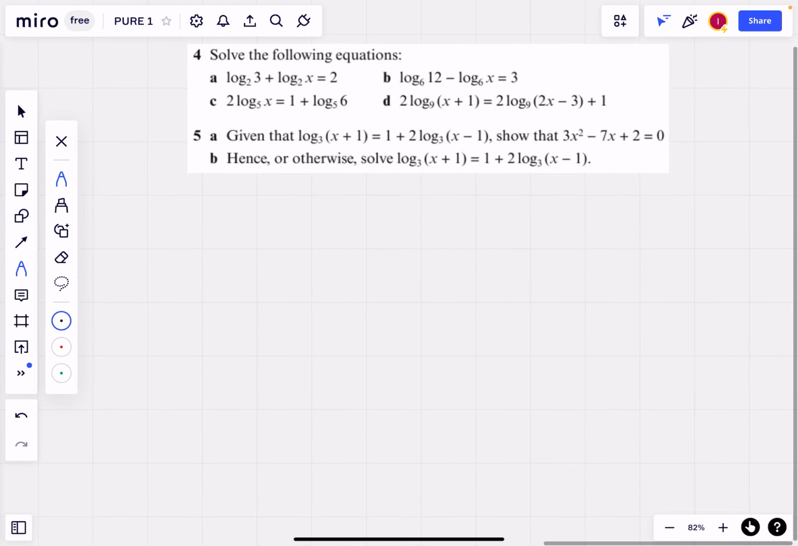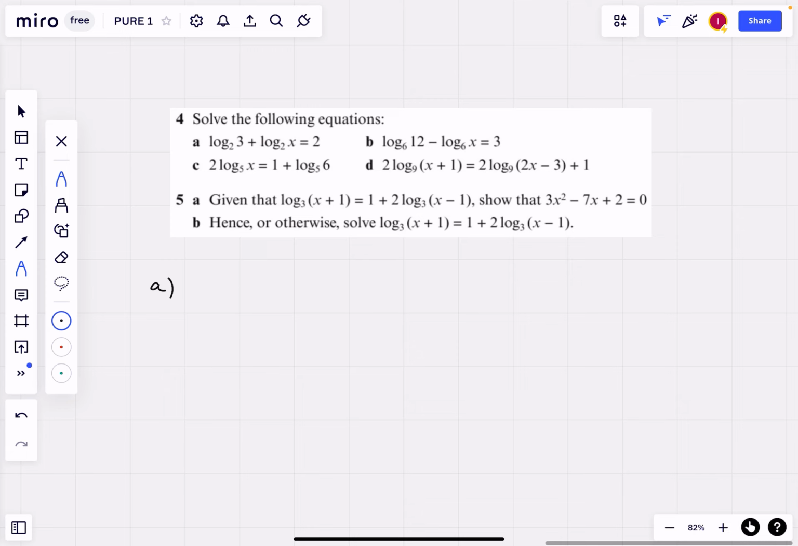For A, we're going to make use of the multiplication rule. So log base 2 of 3x equals 2. And now we do the equivalence. 3x equals 2 squared, so 3x equals 4. x equals 4 over 3.